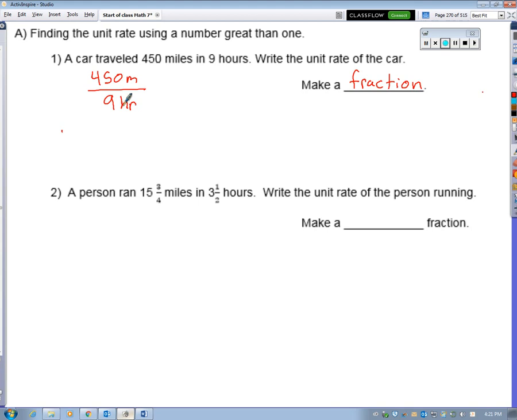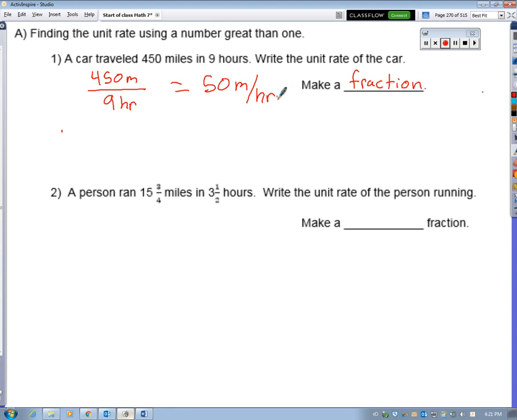We set that up, and now we're just going to divide, because that's exactly what a fraction bar means. 450 divided by 9. When you take 450 divided by 9, you are left with 50 miles per hour. That's the unit rate of the car. That's how fast it was driving.